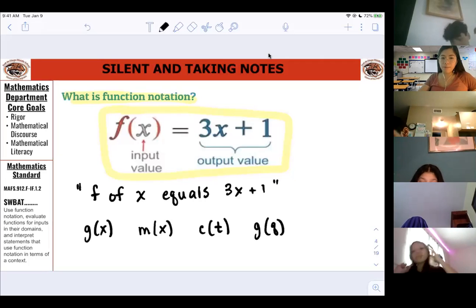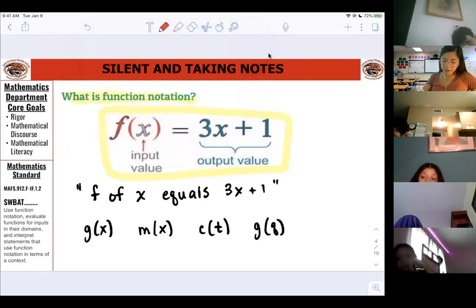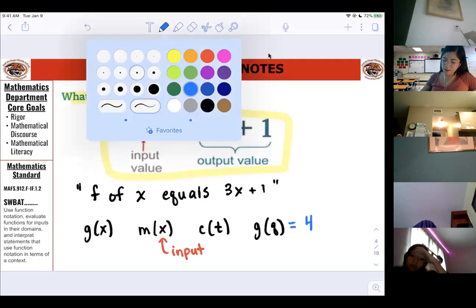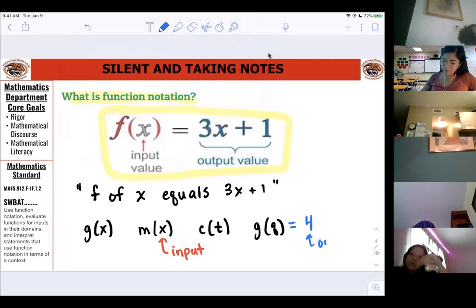As long as you remember that the letter inside of the parentheses is your input value and the answer you get is your output value. So I'll explain what that means in just a second, but whatever letter is on the inside is your input. And whatever answer you get, so let's say you get equals 4, whatever answer you get on the other side, that's your output.